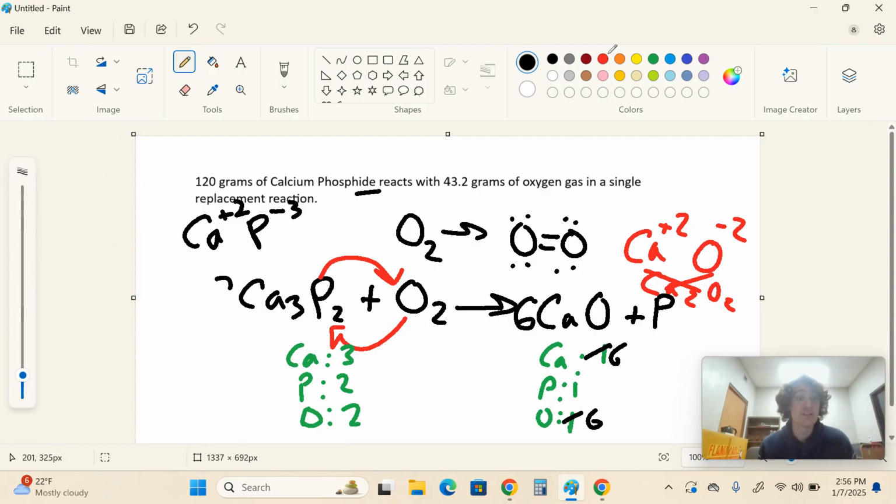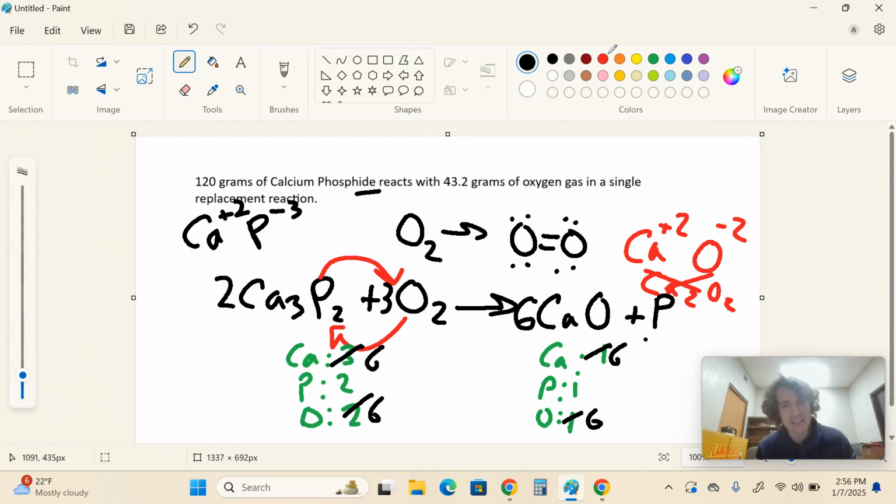If I put a 2 in front, that distributes in. 2 times 3 is 6. That's good. And then for oxygens, to get 6, all I got to do is put a 3 here. Right? 3 times 2 is 6. So that fixes that. You can see how that right there, I got 2 of them done. And now I have one more, which is the phosphorus.